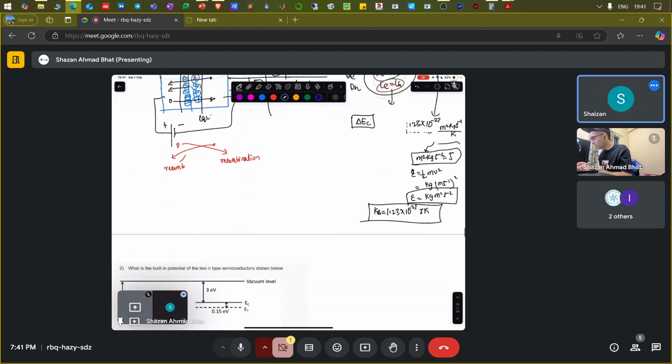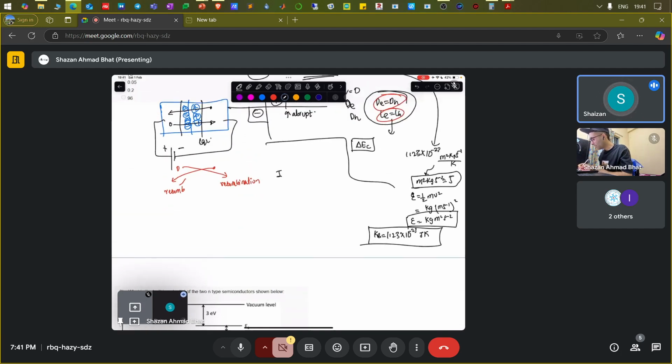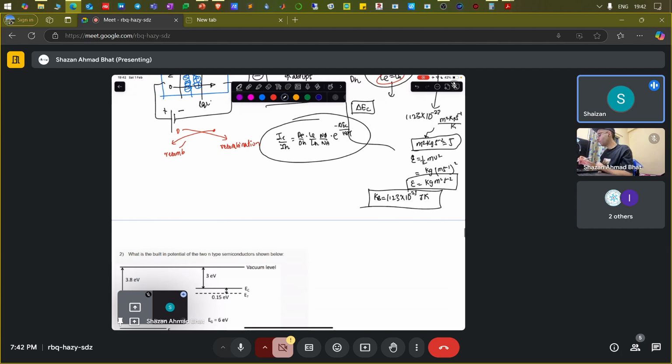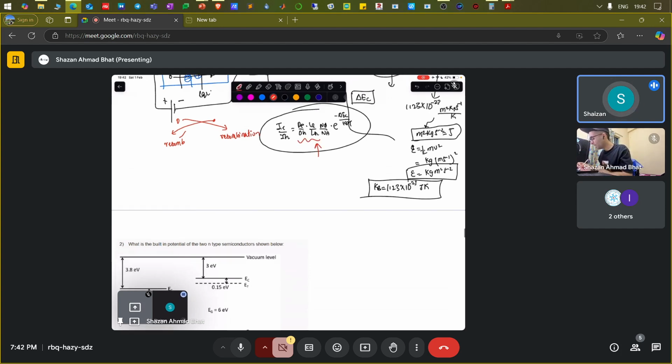So when you do it, you have a relation between electron current and hole current, which is basically DE by DH, LE by LH, and ND over NA times e to the power minus delta EC divided by KBT. This is the relation of the electron current to the hole current, depending upon these parameters which have been given. Everything is given, so you just have to put in the values.